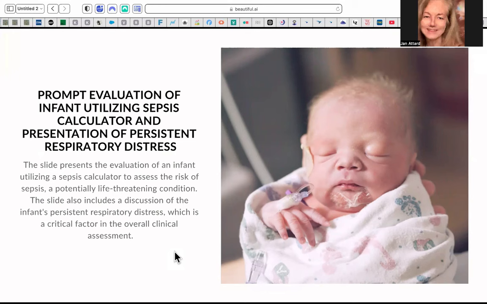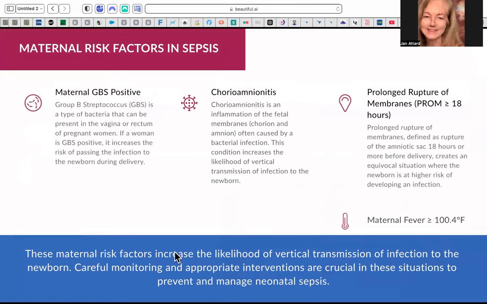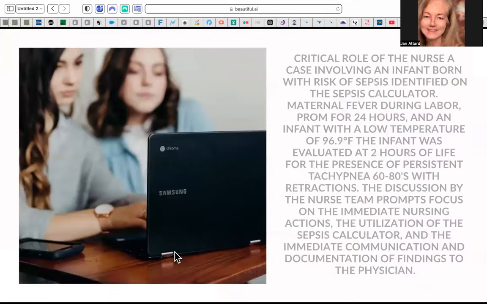So the prompt evaluation of sepsis and the presence of persistent distress is absolutely critical and can save a life in every single situation, which is what we do. So again, GBS positive, have discussed it. Chorio, have discussed it. Prolonged rupture, maternal fever, have discussed it, okay?